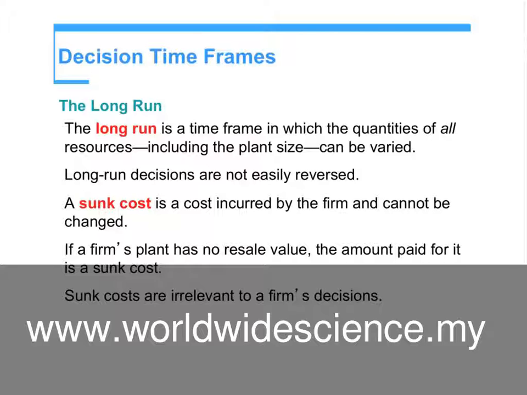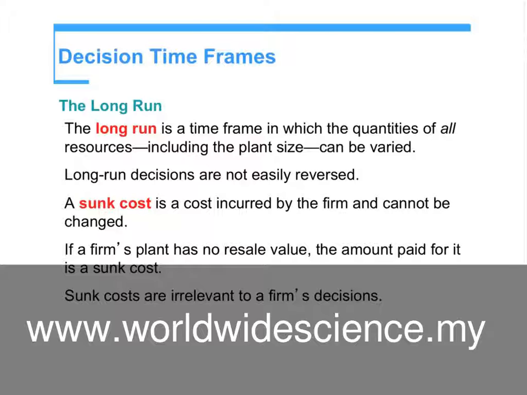So the long run, differently from the short run, is a time frame in which the quantities of all resources vary. They're not fixed, and they're not easily reversed. It's much harder. And we have another concept here called sunk cost. A sunk cost is a cost that is incurred by the firm and cannot be changed. So mostly sunk costs are not helping the final decision of a firm, which is maximizing the profit. Sunk costs are the kind of cost where you're spending more and more, and it's not helping you do what you want to do, which is maximize the profit of the company.